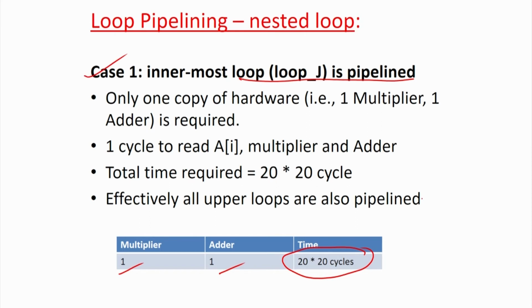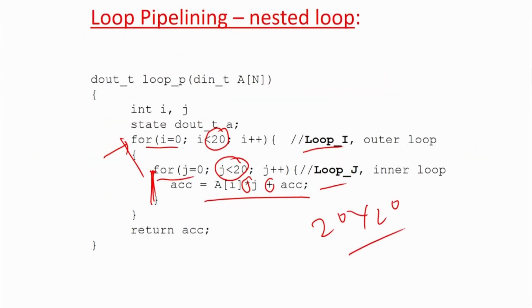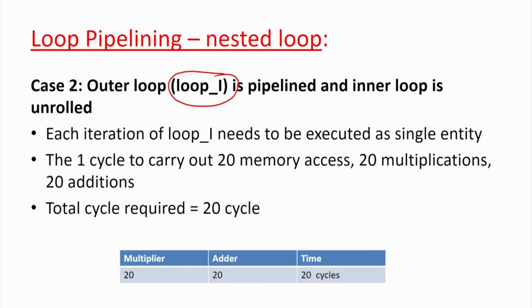The second option is that you pipeline the outermost loop, the loop i. For my example, the outermost loop is loop i and the innermost loop is loop j. So, if you try to pipeline the outer loop, what will happen?